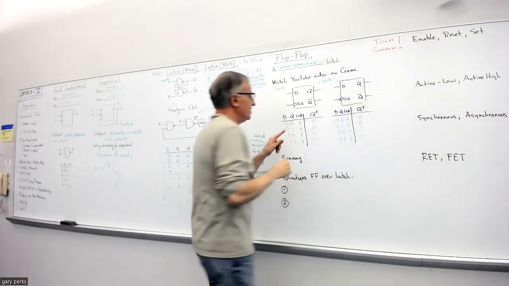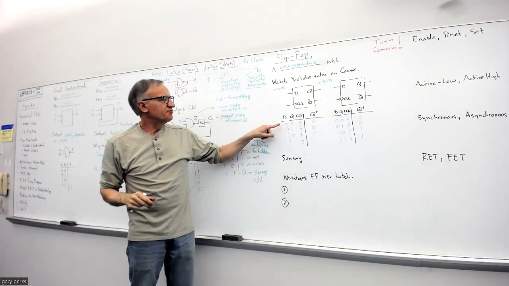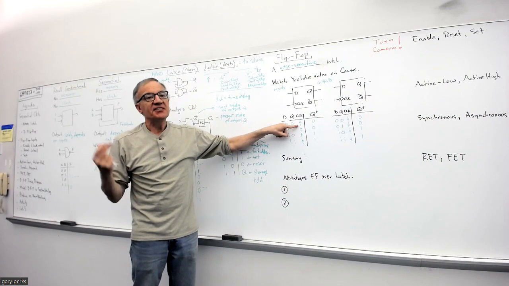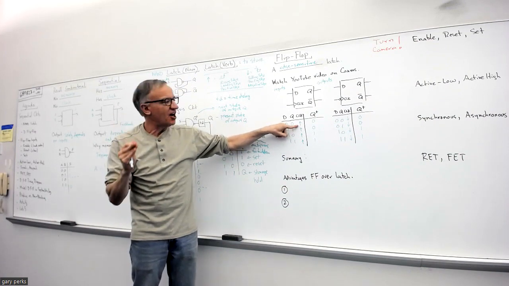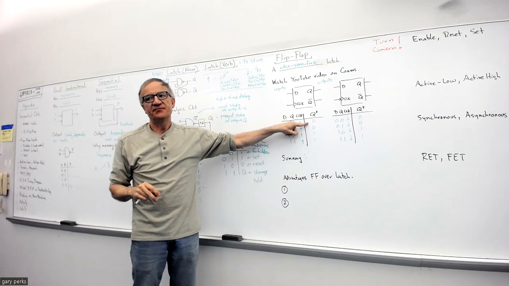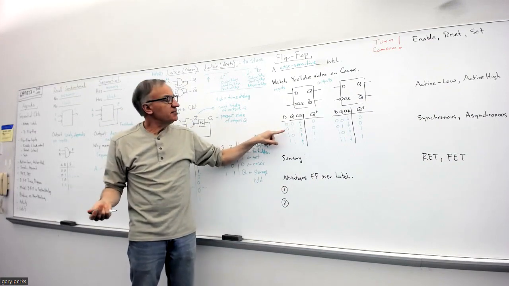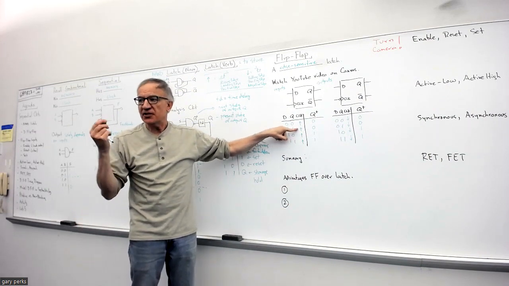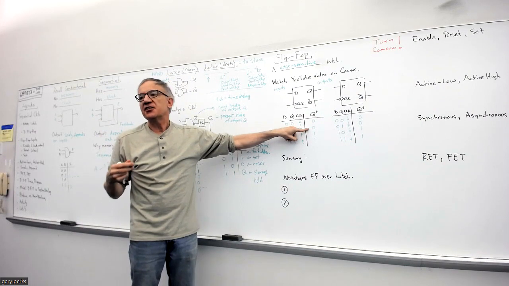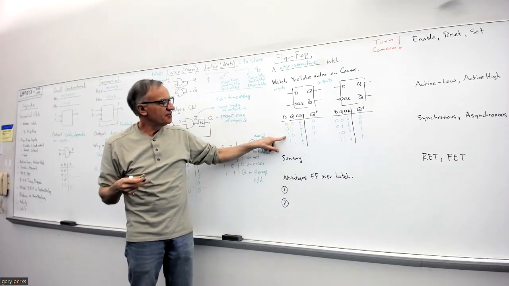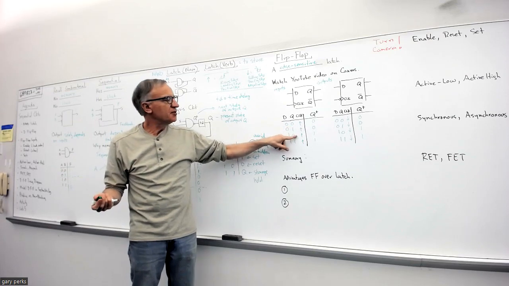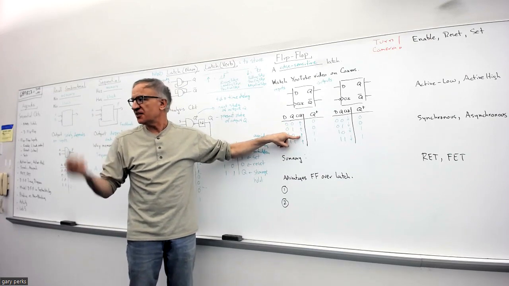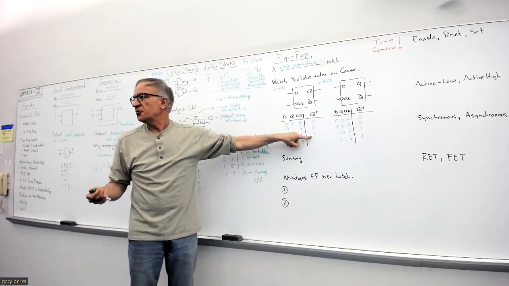So the way you read this truth table is that if D is 0 and present state of Q is 0, at the time of the 0 to 1 transition of the clock, next state of Q will be 0. If you have D equal to 1, present state of Q equal to 1, at the time of the 0 to 1 transition of the clock, next state of Q is going to be 0. Okay, third row, if the D input is 1, present state of Q is 0, at the time of the 0 to 1 transition of the clock, next state of Q will be 1.